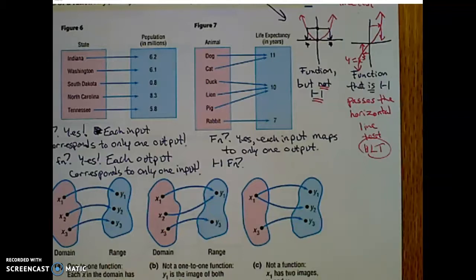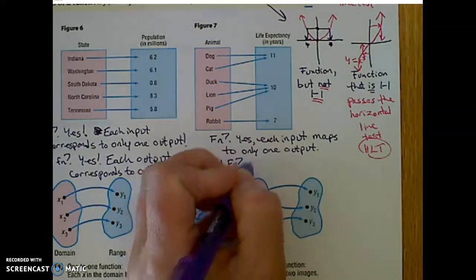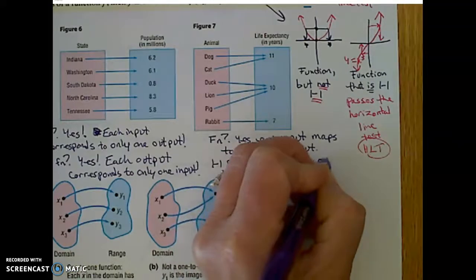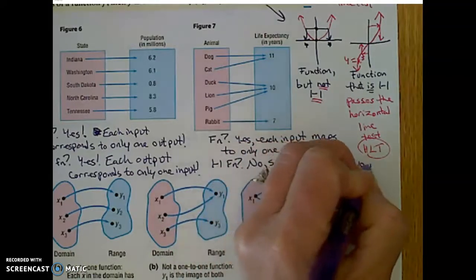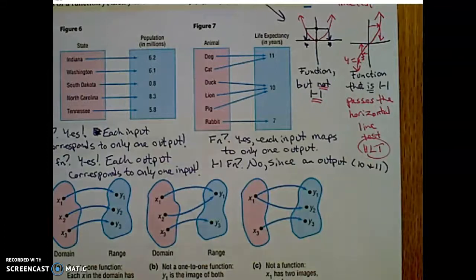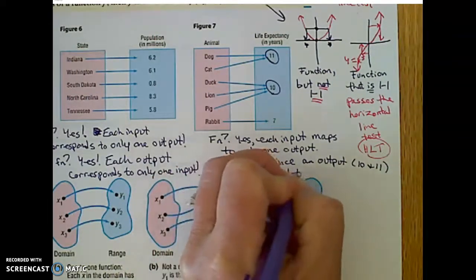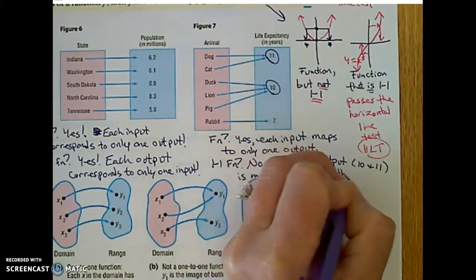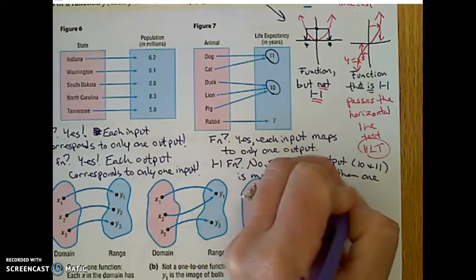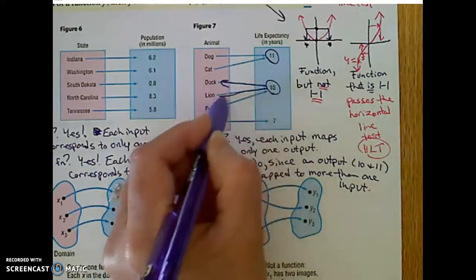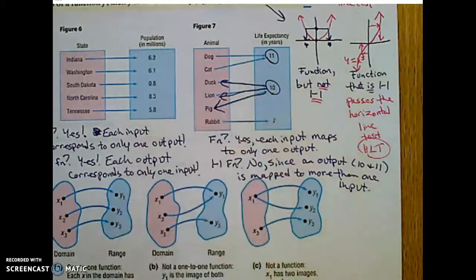Pause and think about that. And you realize that no, this is not a one-to-one function, since an output, specifically 10 and 11, there's two different ones that violate the one-to-one function. Since an output is mapped or corresponds to more than one input. Going the other way is not unique. The output of 10 is mapped to more than one input. So yes, it's a function, but not a one-to-one function.